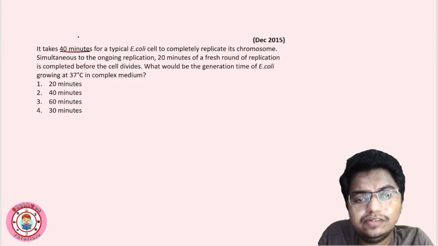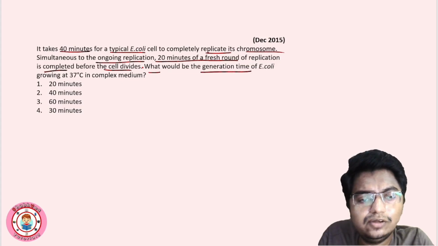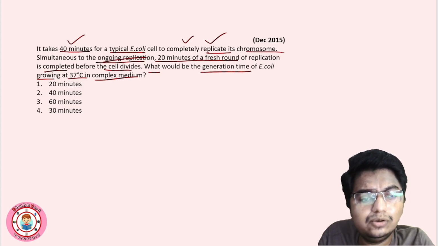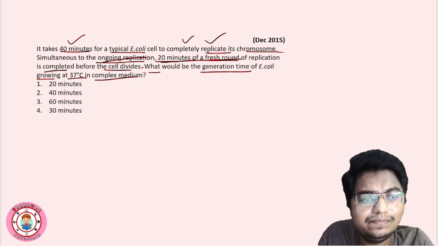It takes 40 minutes for a typical E. coli cell to completely replicate its chromosome. Simultaneous to the ongoing replication, 20 minutes of fresh round of replication is completed before the cell divides. What would be the generation time of the E. coli growing at 37 degrees in complex medium? Here it is given that 40 minutes are required for complete replication, right? But the second statement says ongoing replication, meaning while ongoing replication is running, only then 20 minutes of fresh round of replication is completed before the cell divides, right?